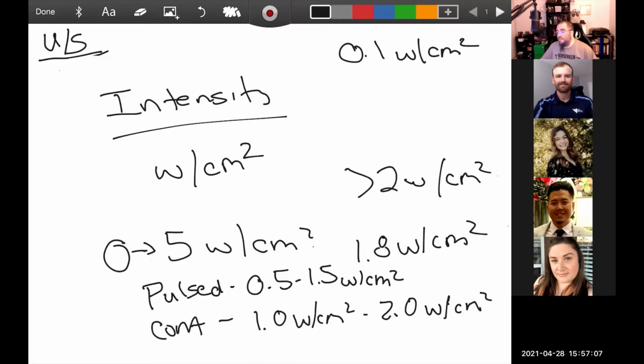right? It's because some patients just don't like ultrasound. It's just the way it is. They don't. So this is a kind of a good rule of thumb. If you have something that's pulsed, 0.5 to 1.5 is a good range. If you have something that's continuous, usually 1 to 2 is a good range.